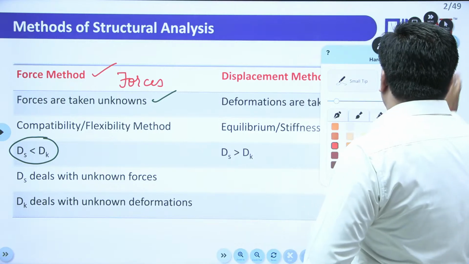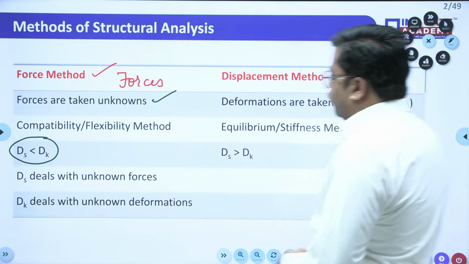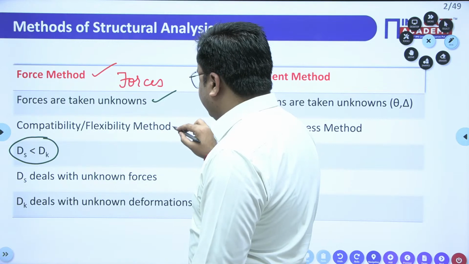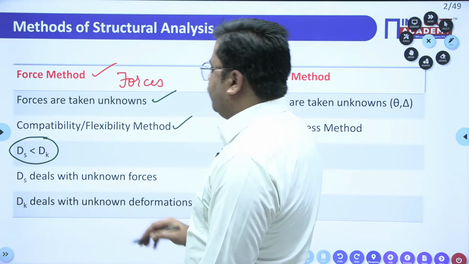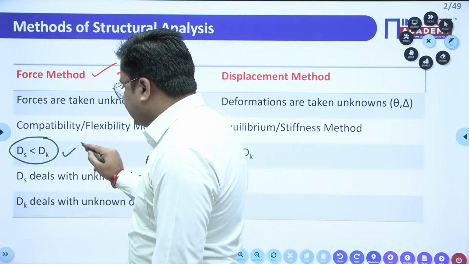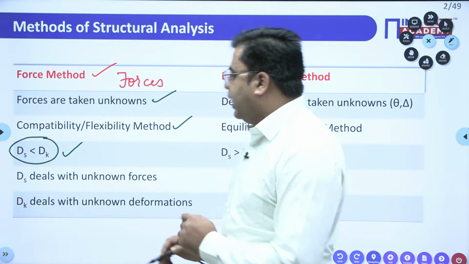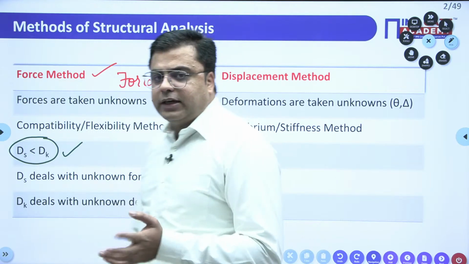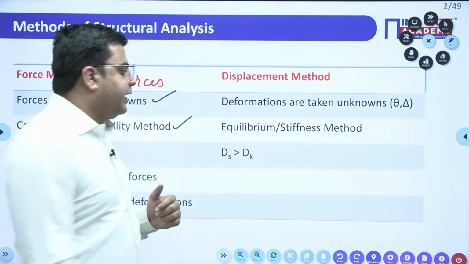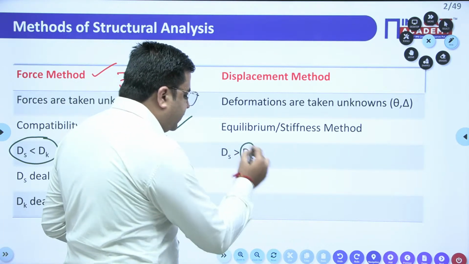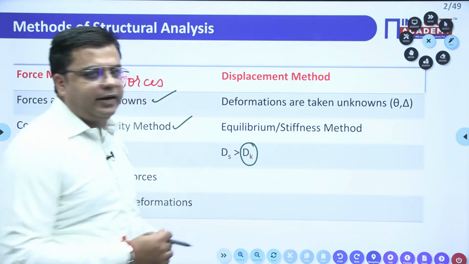Okay, so force method are also known as compatibility or flexibility method. Force method are used when degree of static indeterminacy is less than the degree of kinematic indeterminacy, and displacement methods are used when your degree of kinematic indeterminacy is less than the degree of static indeterminacy.